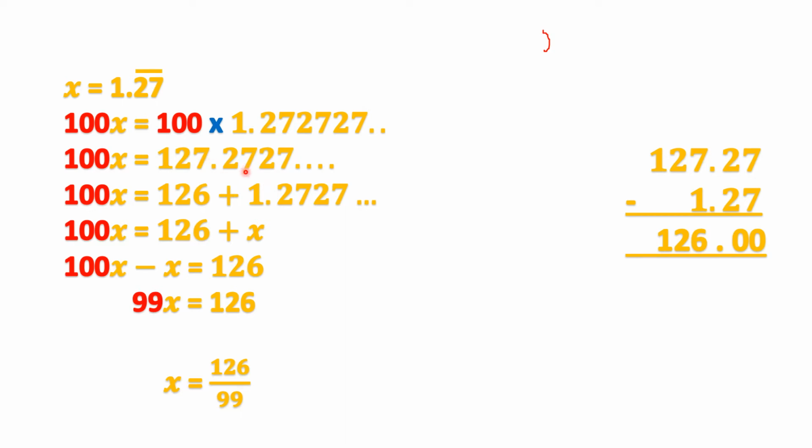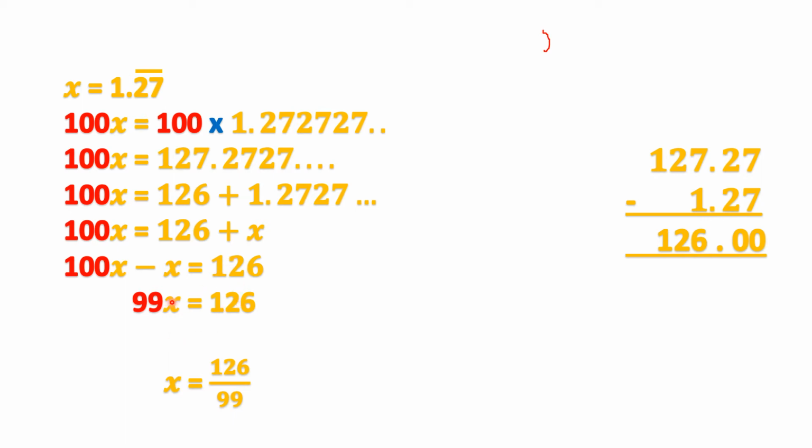So 127.2727, etc. I've split into two parts, and the first part is 126, which I got from here, and the second part is x, which I already have from my question, right? Now in the next step, our only job is to write x in place of this number, because this is x, right? So we wrote x in place of that number. Now we have to bring all the x together. So 100x was already on this side, and x was on this side, so we bring x from this side to the other side. When we take x from one side of the equal sign to the other side, plus becomes minus, right? So 100x minus x becomes 99x, and 126 remains 126 itself.